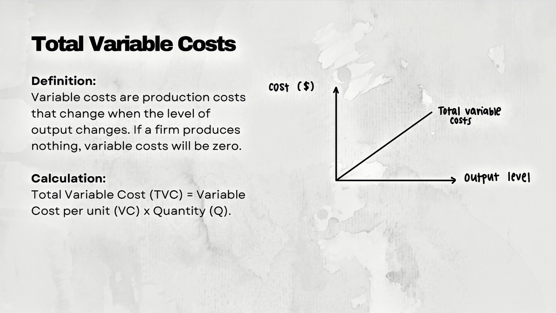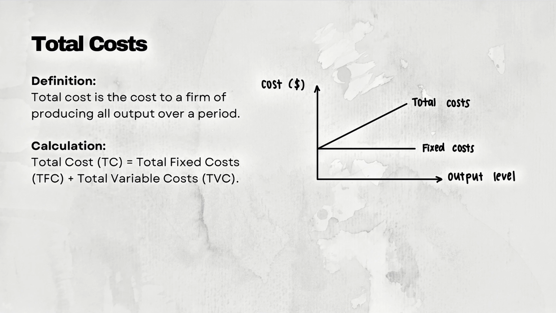Total costs are all costs incurred by the firm, and the calculation is total fixed costs plus total variable costs. Average costs are the average cost of production for a single unit, and the calculation is total cost divided by the total quantity. And lastly, profit. This is the difference between the total revenue and total costs. If total costs exceed total revenue, then the firm makes a loss. And the calculation for this is total revenue minus total cost.